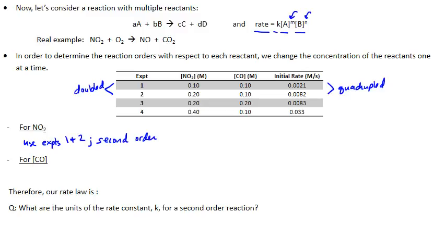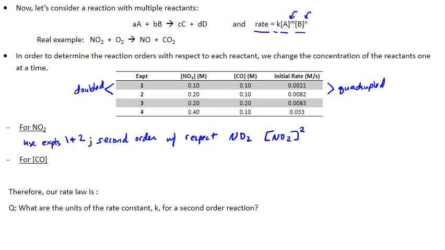All right, with respect to NO2, that would mean in my rate law, I'm going to put NO2, and that exponent there would be a 2. Now let's see if we can figure it out for carbon monoxide.